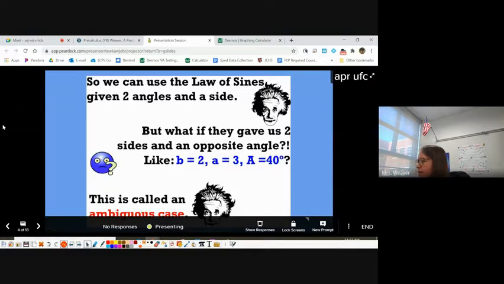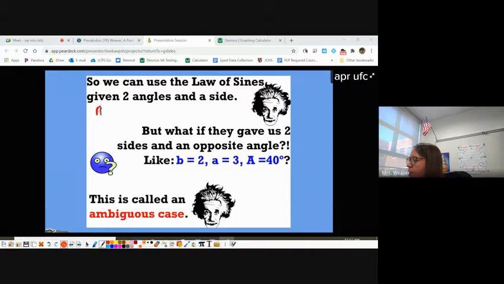So we can use the law of sines given two angles and a side. It doesn't matter which two angles you're given, whether it's angle-angle-side or angle-side-angle, because even if we're not given the angle opposite the side we have, if we're given two angles, we can subtract from 180 to get the third angle, and then we'll definitely have an angle and the side opposite of it to get started. That's what we need to get started on the law of sines: an angle and the side opposite of it, and then one other piece of information, either a side or an angle to solve for.